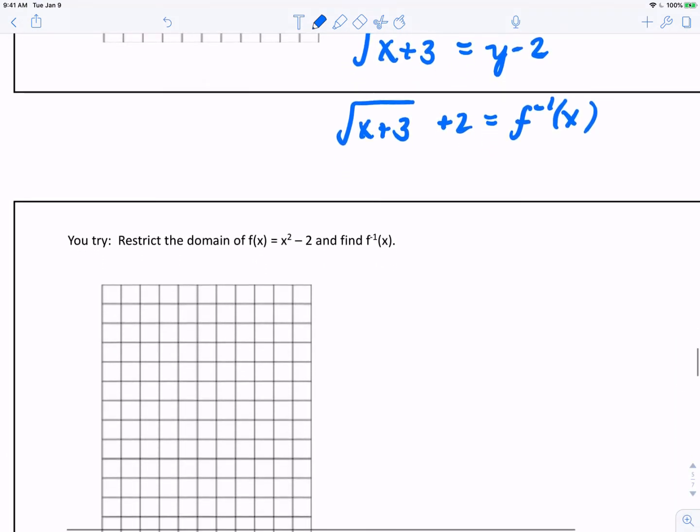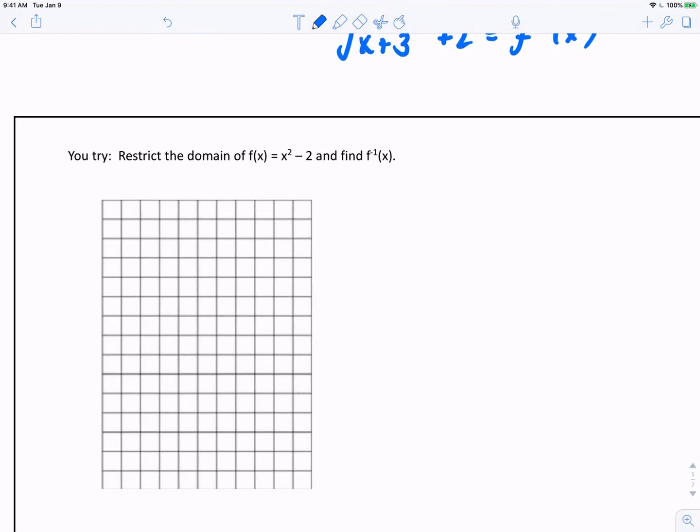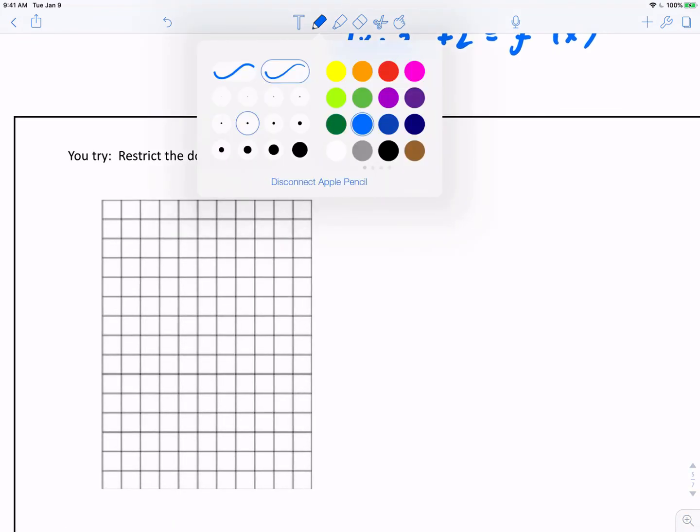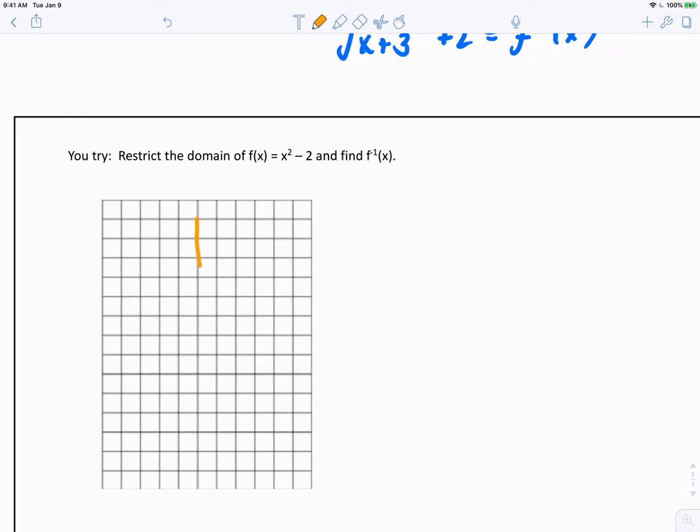Okay, so here's one for you to try. Restrict the domain of this function and then find its inverse. So let me help you get started. Normally, the parabola has a vertex at 0, 0. So think about the shift that's gone on here, restrict the domain, and then find its inverse.